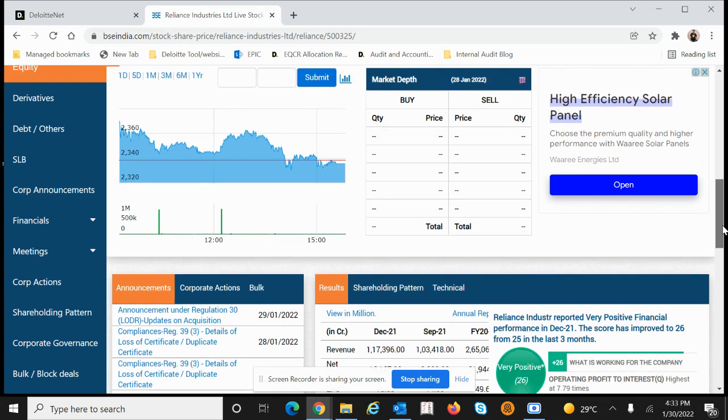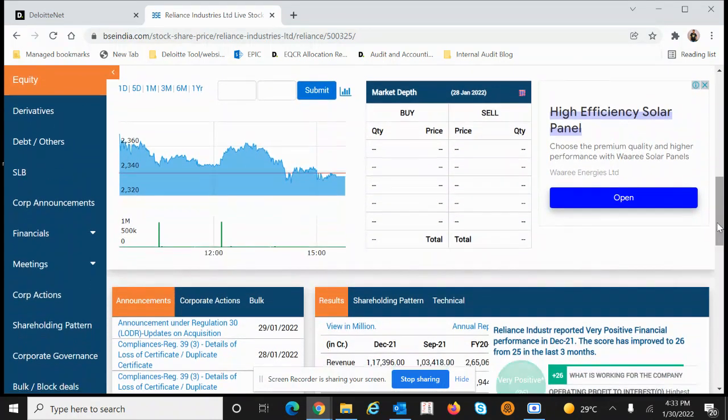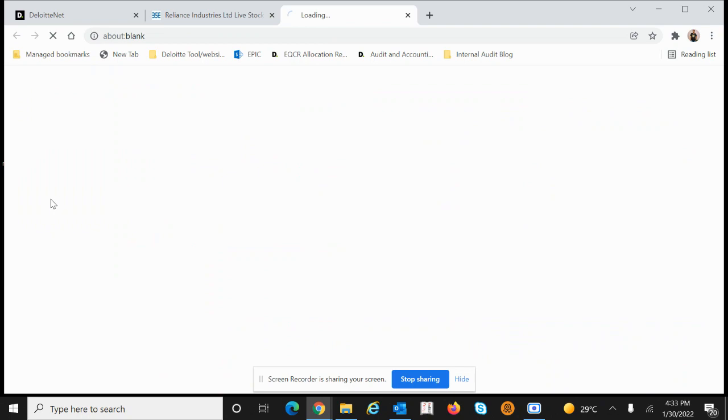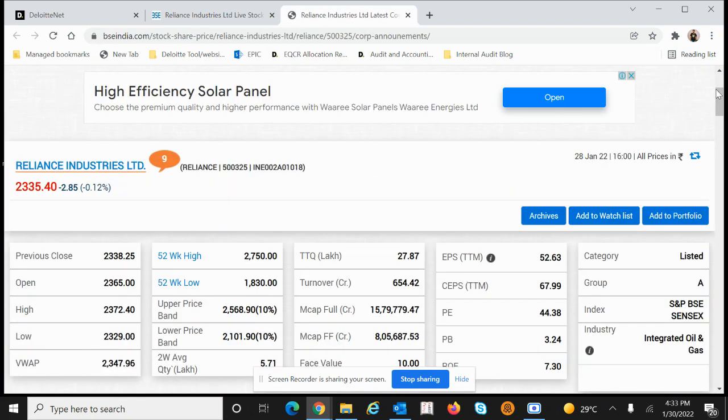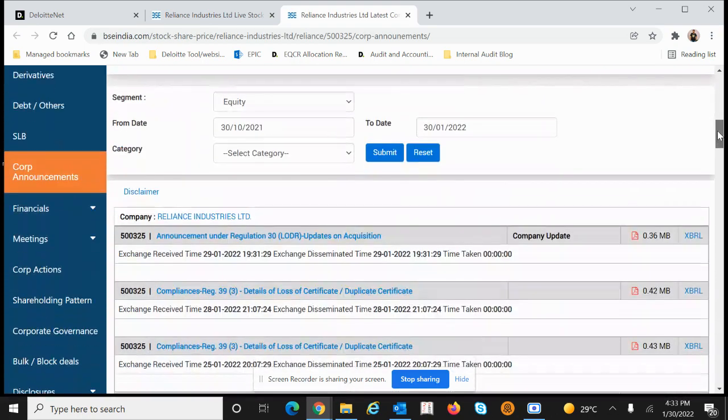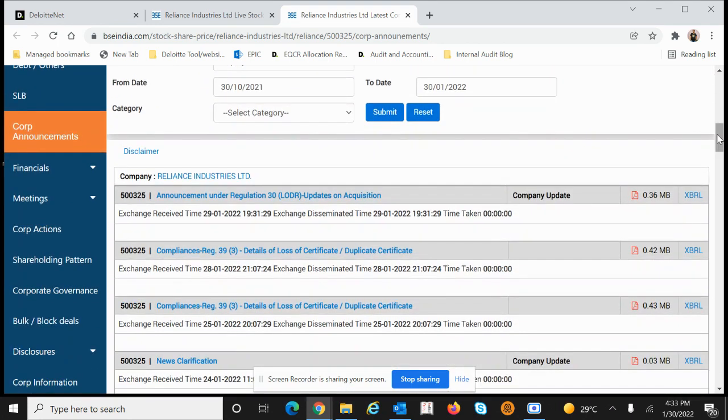So let me go one by one. When I go to the corporate announcements, there are a few announcements that Reliance has intimated to the stock exchange, that is the BSE and NSE, or as this is the BSE website, you can see the data which has been intimated to BSE. As per the SEBI LODR regulations, if there is any price sensitive information or certain information specified by SEBI, the company is supposed to intimate the stock exchange.